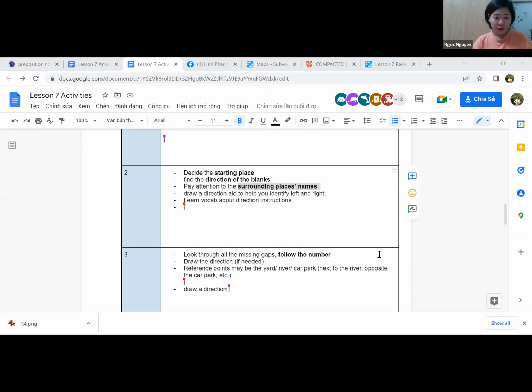Thank you. I would like to discuss with a member from group number 3. Group number 3 has a very interesting tip: draw the direction if needed. I would like to discuss with a member from group number 3 who wrote this strategy.